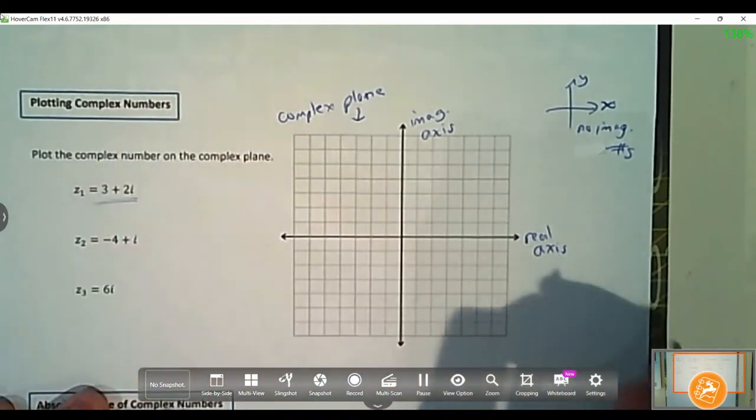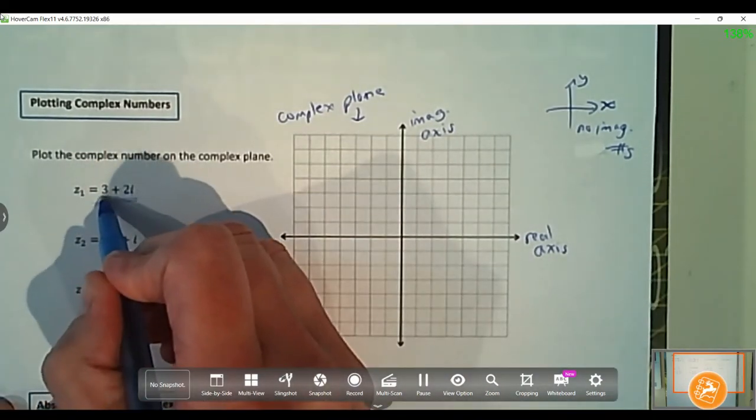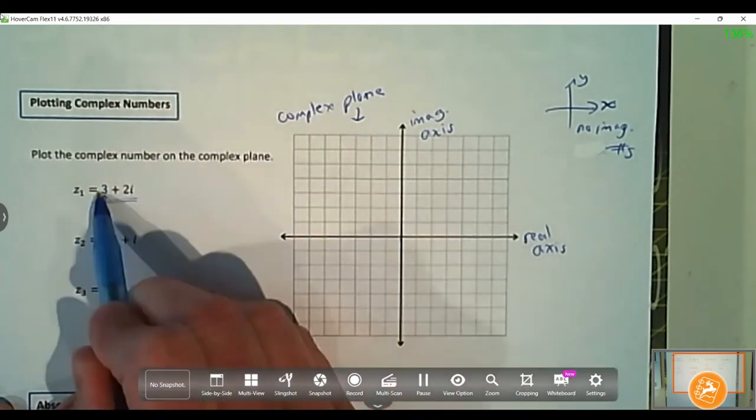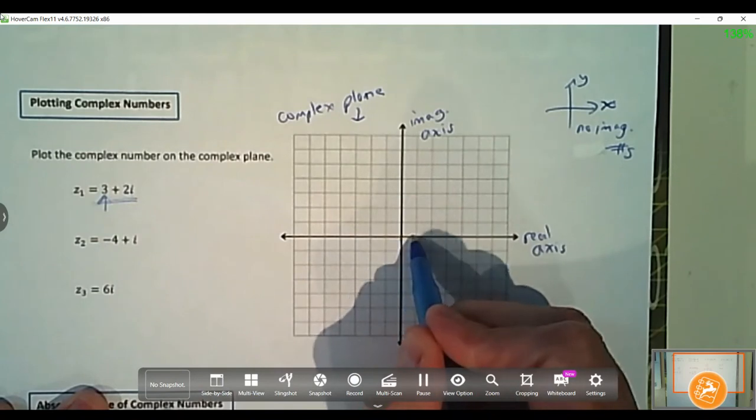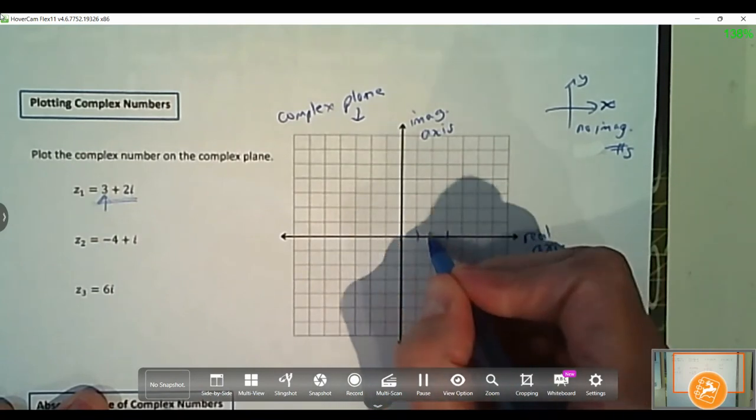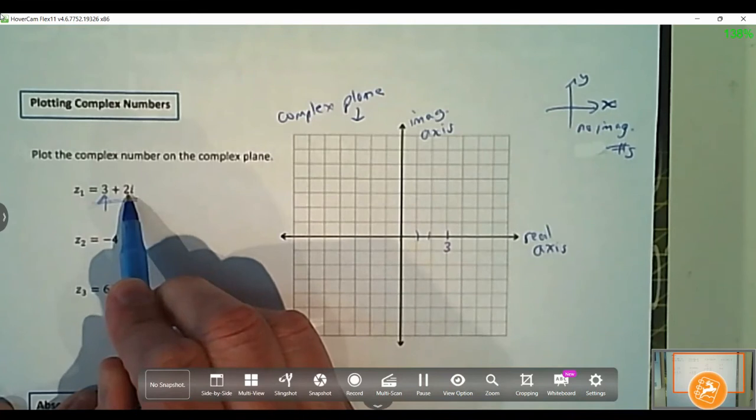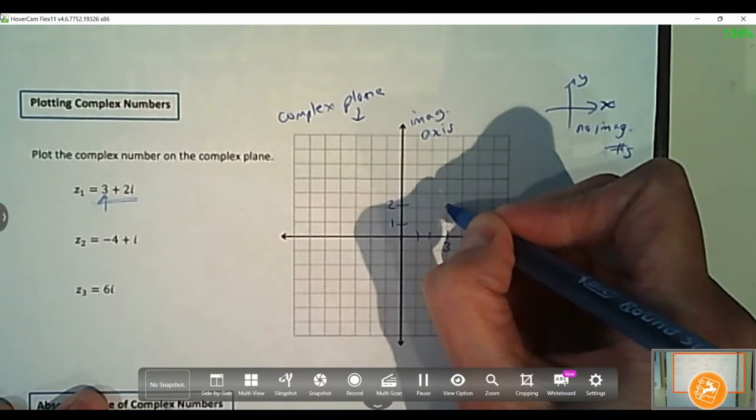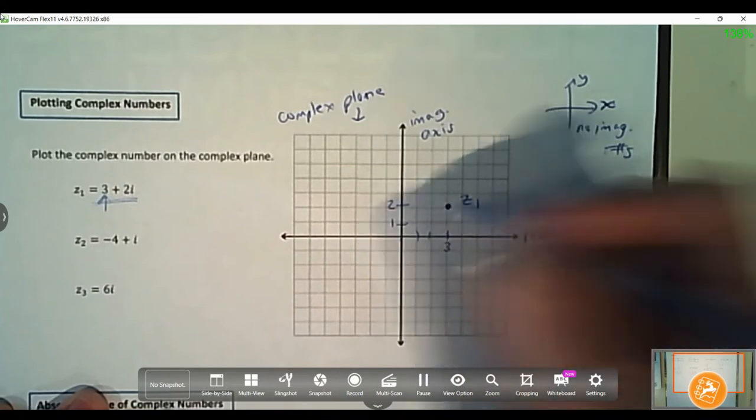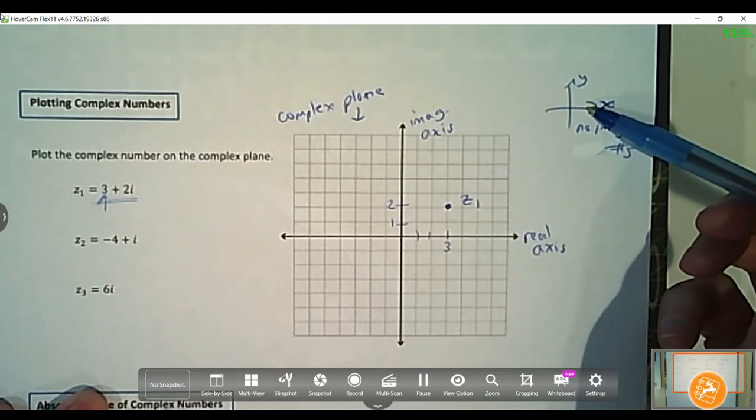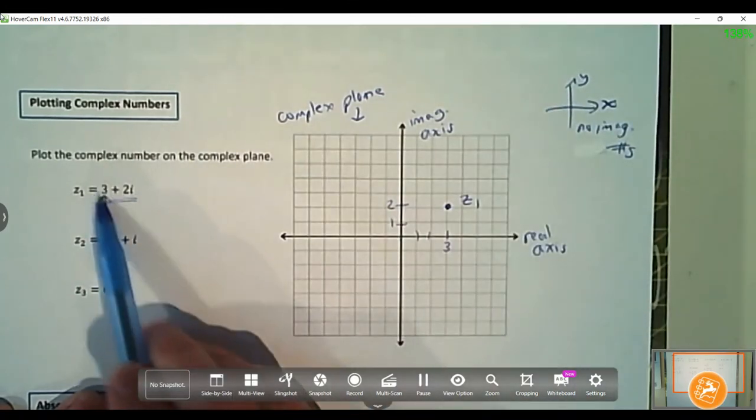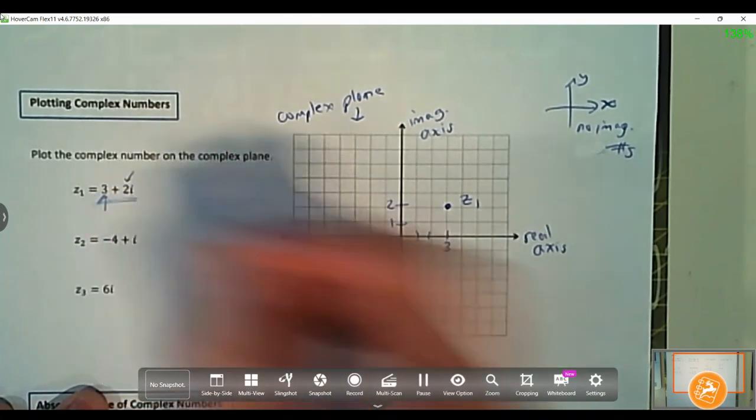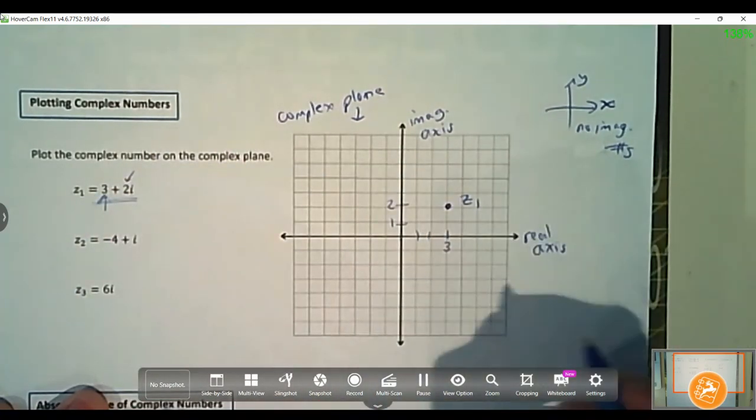So if you want to plot 3 plus 2i, for the real part, you start at the origin. If the real number is positive, you're going to go to the right. If the real number is negative, you go to the left. So you're going to go 3 units to the right. And then the imaginary part is 2i. So what we're going to do is go up 2 units on the imaginary axis. And that's the location of the point z sub 1. It's very much the same as plotting numbers on the x and y axes. You use this component here to decide your left-right movement, and the coefficient of i gives you your up or down movement.